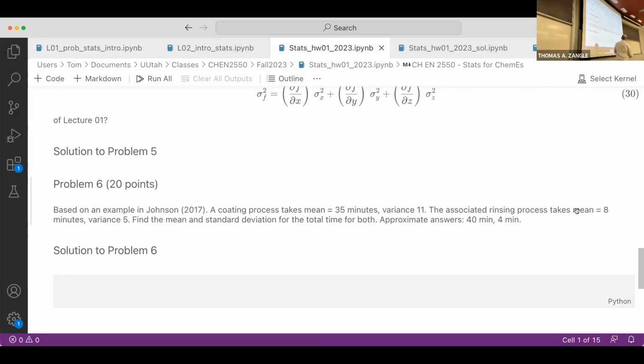And if we plug this in here, we have the expected value of that total time T is the sum of AI times the expected value of Ti. And so if we had to do the rinsing process twice, then we'd end up with 35 plus 8 times 2.